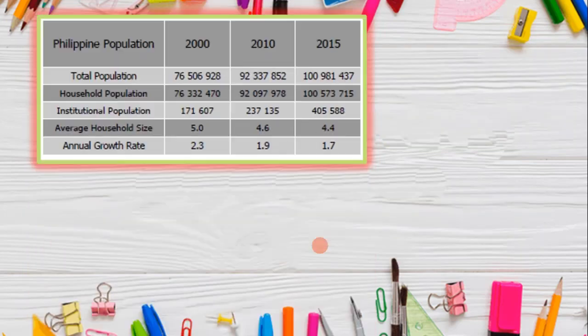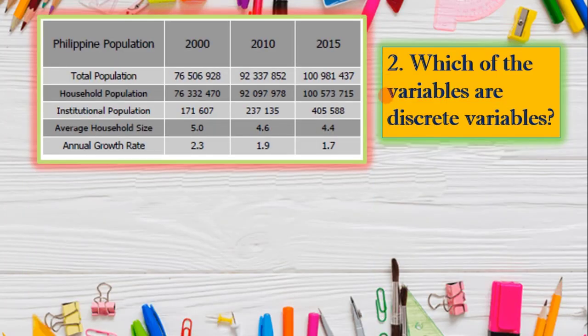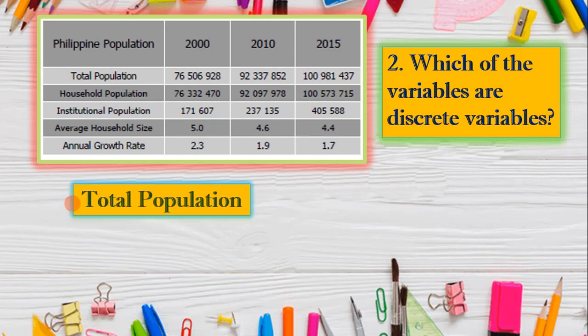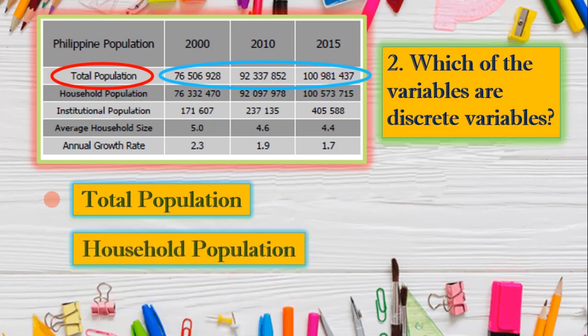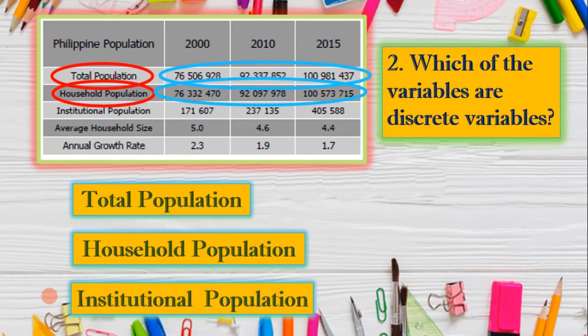Question number 2, which of the variables are discrete variables? In this case, there are 3 answers. We have the total population. Since the data are given using whole numbers, there is no decimal part, there is no fraction part, so that is a discrete random variable. Another is household population. Then we have another one, the last one in this discrete variable, institutional population.